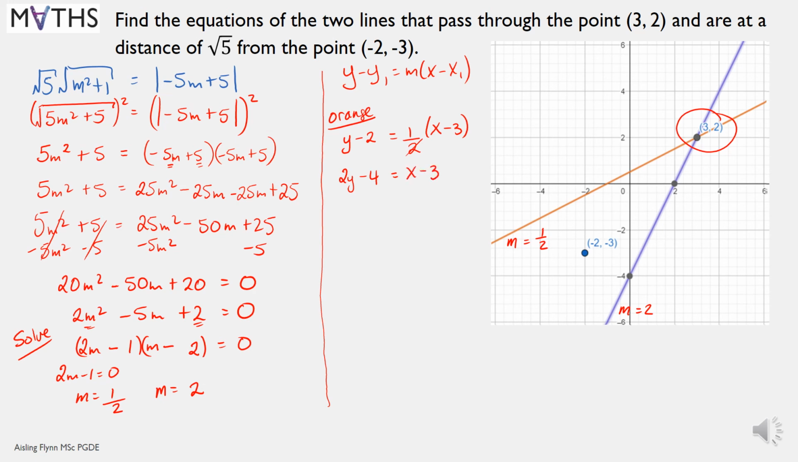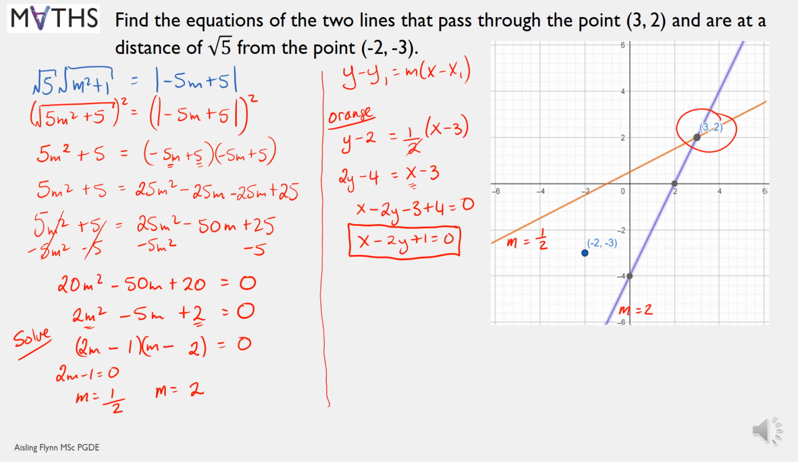And just for convention, let's write it in the form of the line that we're used to. Ax plus by plus c equals 0. I'm going to move everything over to be with my x here. So I'll have x minus 2y minus 3 plus 4 equals 0. I get x minus 2y plus 1 equals 0. So that's one line.